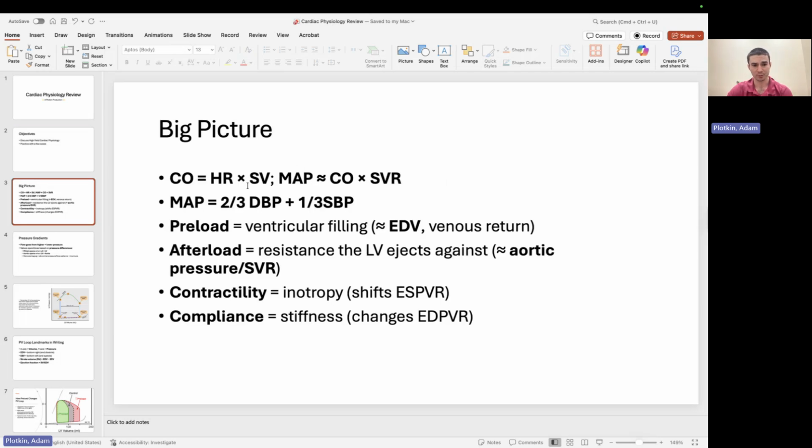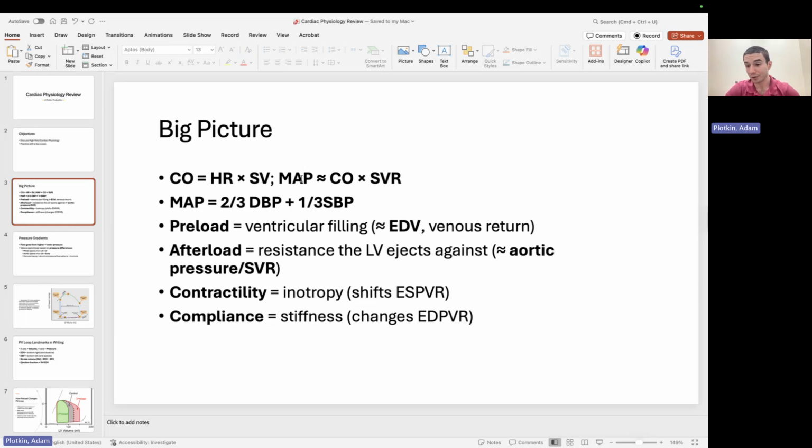So big picture, some of our equations that we really need to know. Cardiac output is heart rate times stroke volume, right? So the faster my heart beats, and then the stroke volume is the preload, right? How much are my ventricles actually filling? They're stretching to then contract, right? The combination between how fast my heart is beating and how much they're filling is going to equal how much of that blood we're actually able to push out through the left ventricle, through the aorta, out to the system.